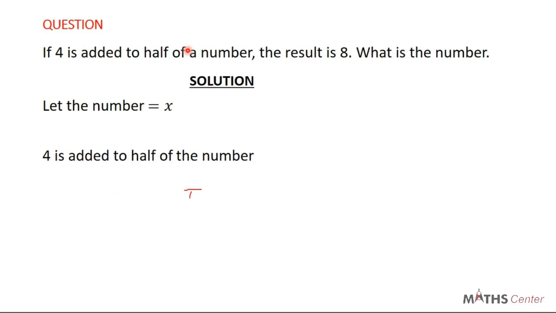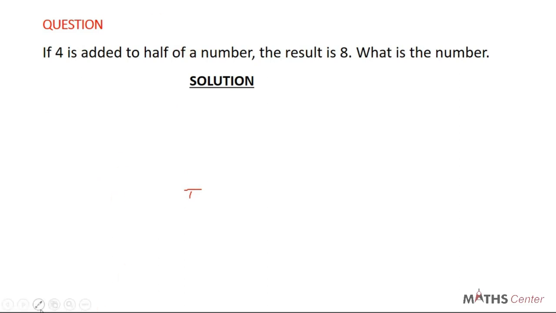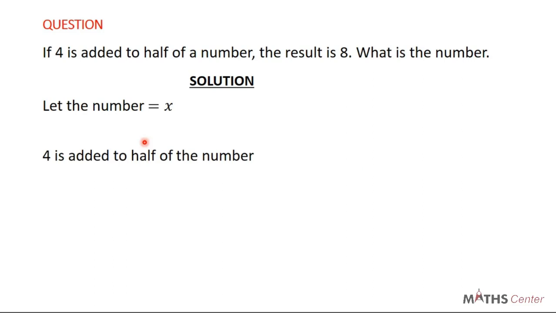We are going to go through the whole process again so that you get what you want to do. You read the information carefully. If 4 is added to half of a number, the result is 8. What is the number? You ask yourself, what does the question want me to find? The question wants you to find a number. So you represent the unknown quantity, which is the number, by a variable. We are choosing x. You break the information down. 4 is added to half of a number.